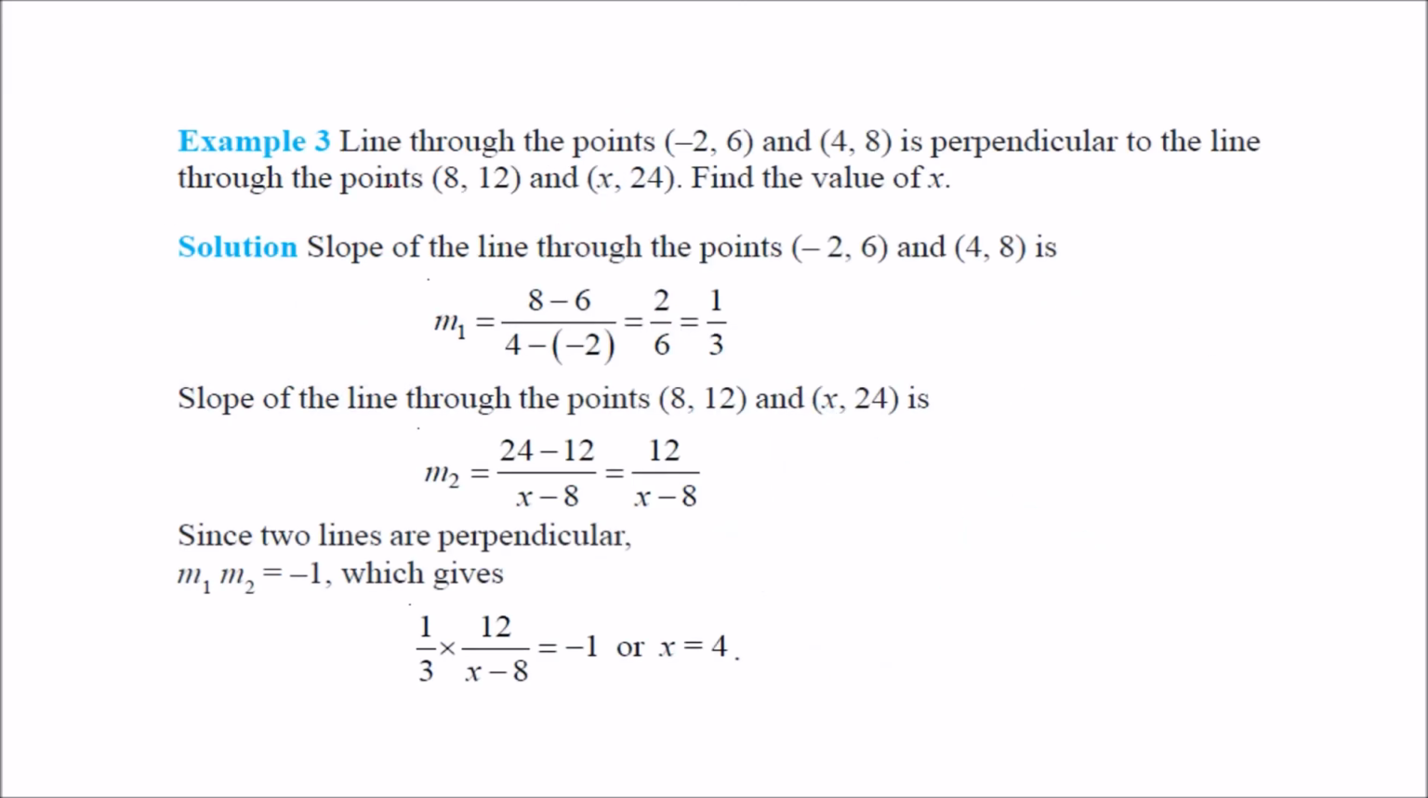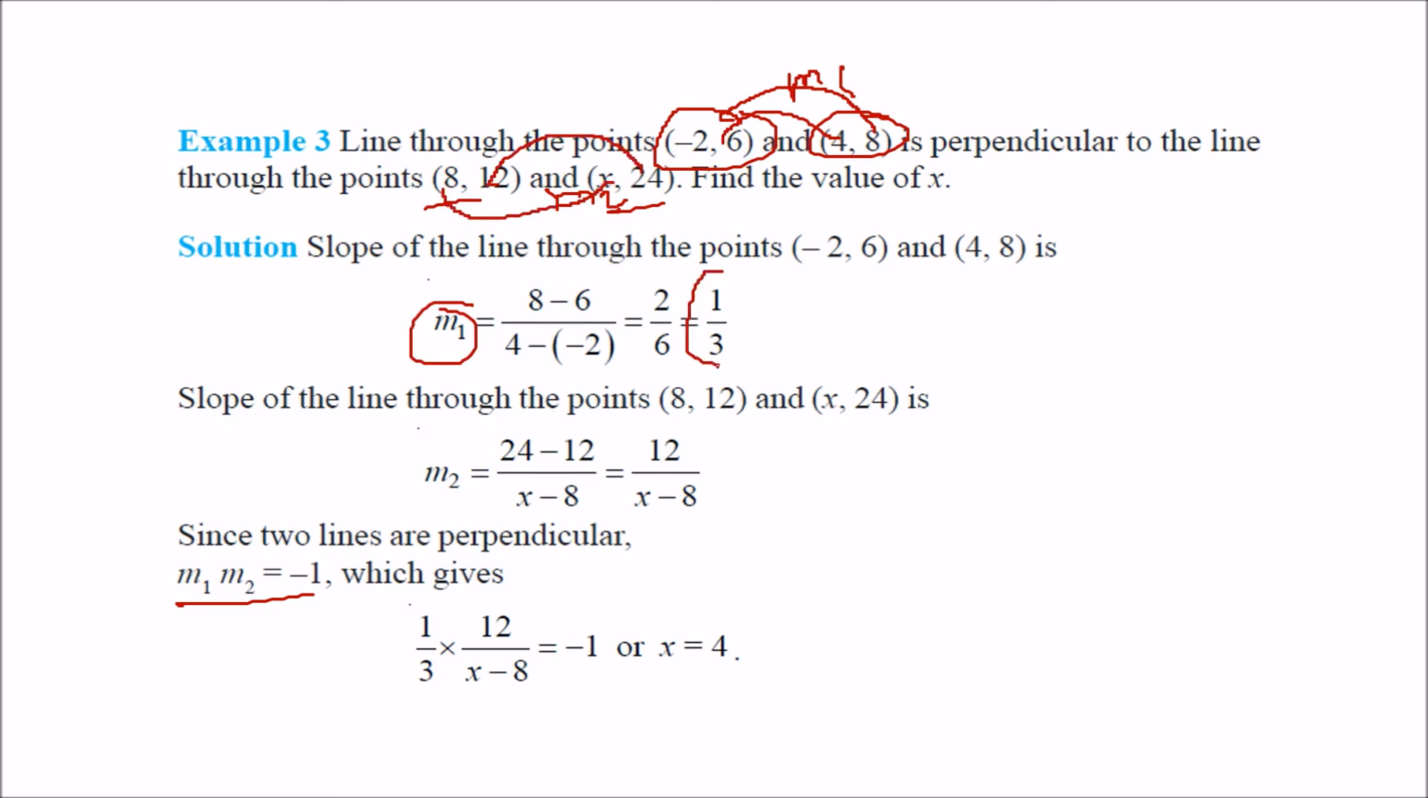Now we have one more example. They have 2 points, minus 2 and 6 and 4 and 8. These are perpendicular to the line through this and this. So perpendicular means the product of the slope of this and the slope of this has to be minus 1. So y2 minus y1 by x2 minus x1 is the slope of the first one. y2 minus y1 by x2 minus x1 is the slope of the second one. Let us find out the slopes and multiply them to equate it to minus 1. So x equal to 4.